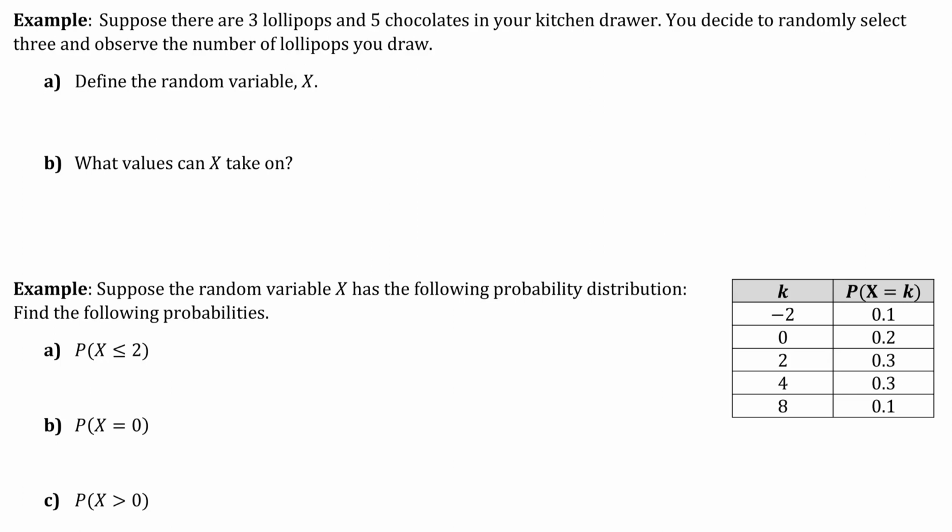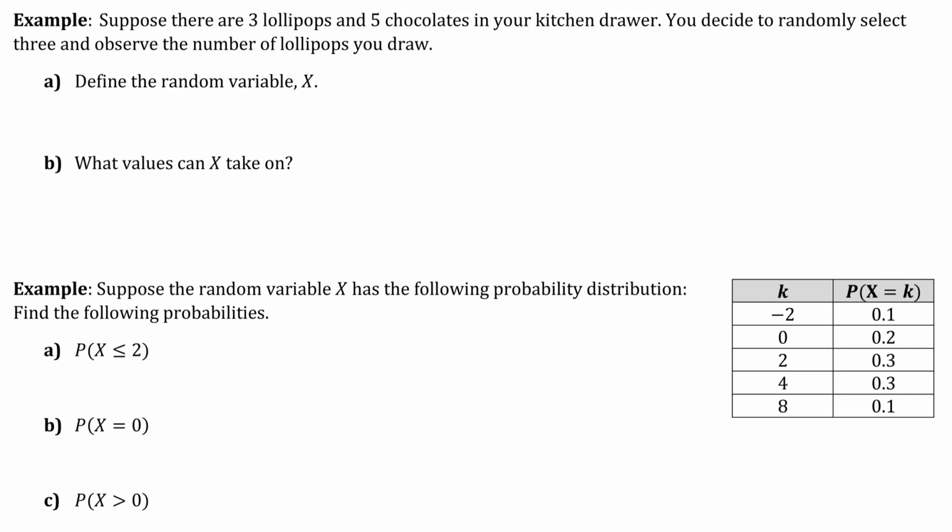In this video, we will discuss random variables and probability distributions. Let's take a look at our first example. Suppose there are 3 lollipops and 5 chocolates in your kitchen drawer. You decide to randomly select 3 and observe the number of lollipops that you draw.